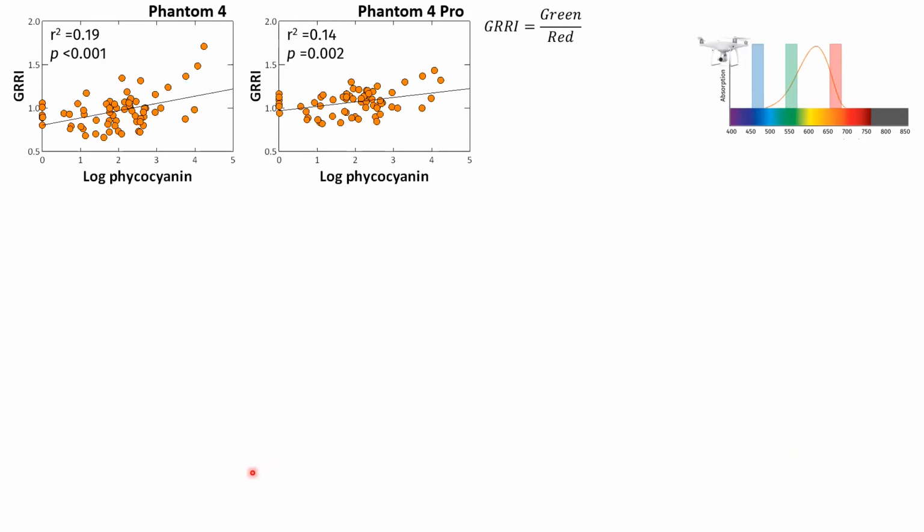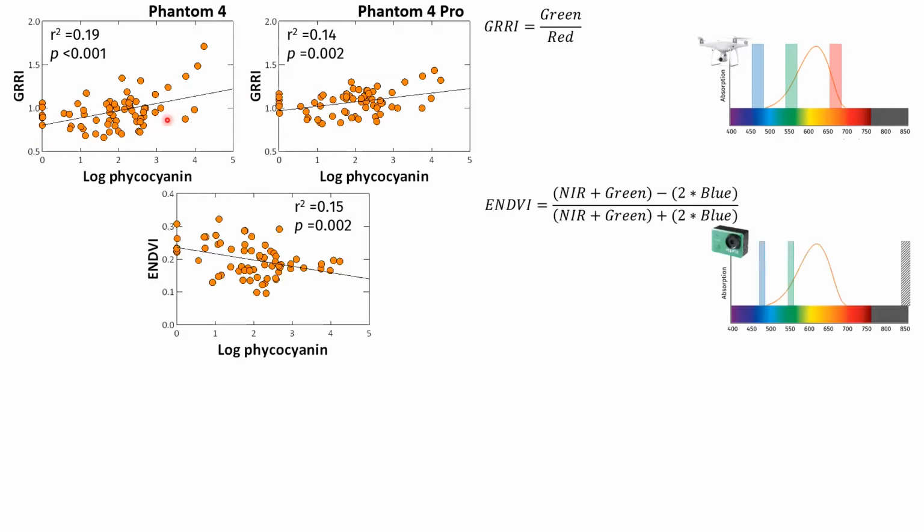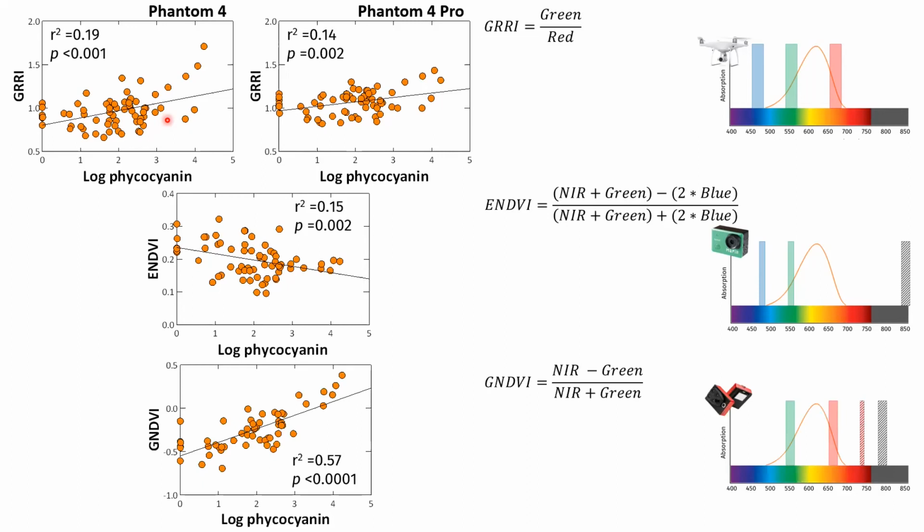Now, for the phycocyanin, the drones had a harder time estimating phycocyanin in the system. So for our Phantom 4 and Phantom 4 Pro, the best vegetation index was this green-red ratio index. It's not bad, but we weren't as excited. Again, we had a lot of issues with this particular sensor. Again, the ENDVI, which is the best index for chlorophyll, was the best for phycocyanin, which is not great. And then we had, again, pretty good relationships between the data from the multiband multispectral sensor and our measured phycocyanin.